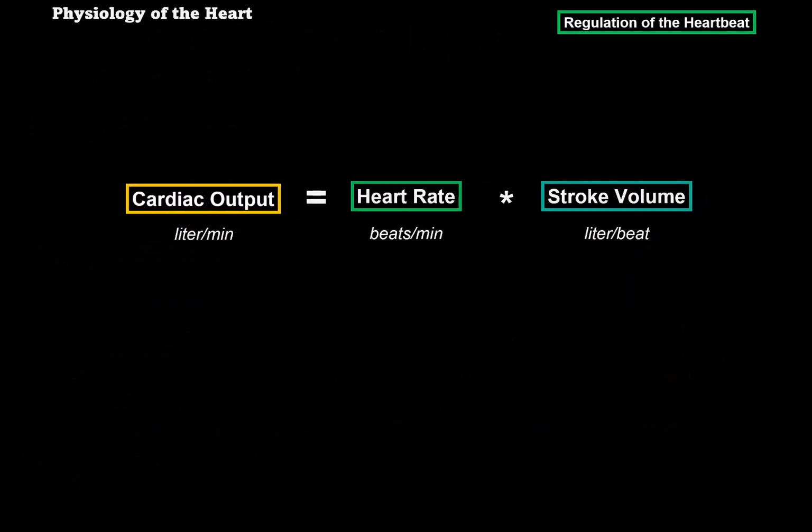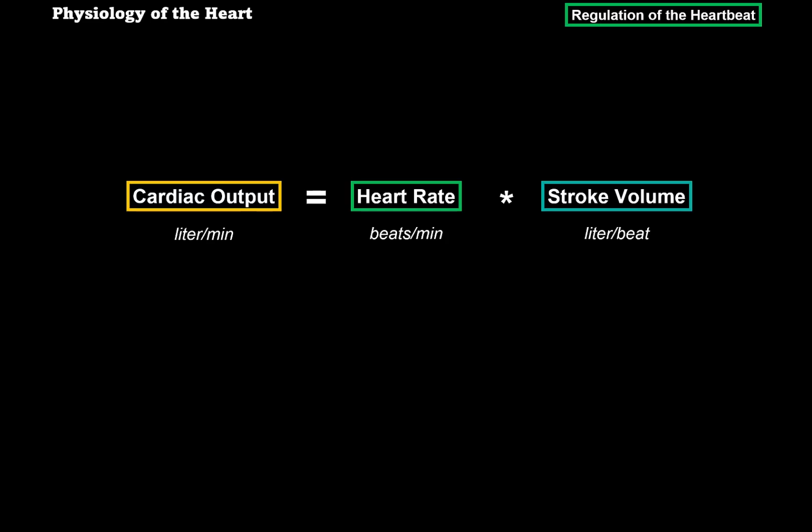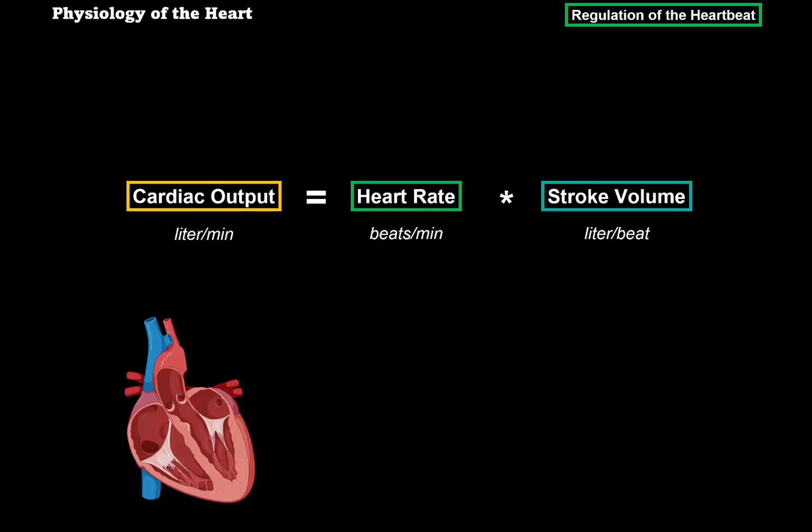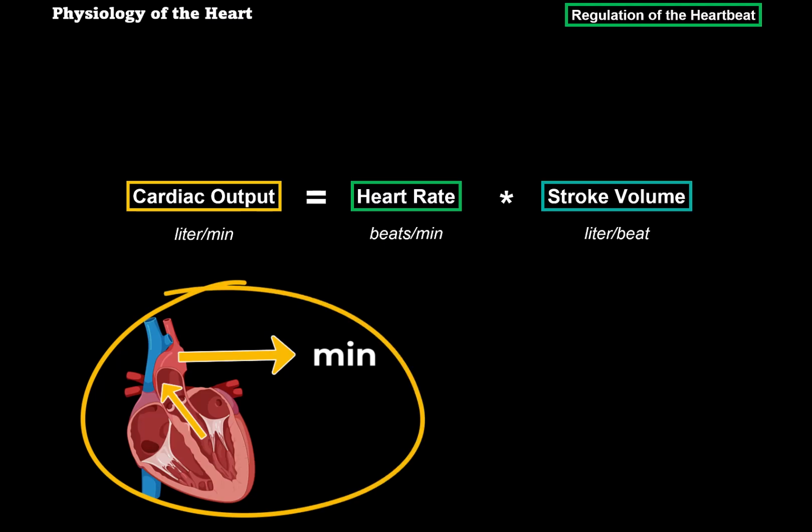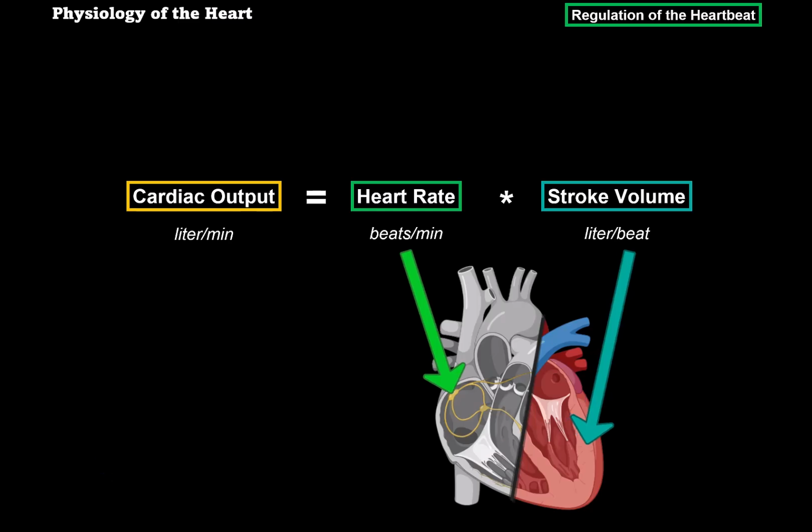Before we dive into the actual regulation, I just want to quickly remind you again about this equation, because it's so important to know that the quantity of blood pumped by the heart each minute, that is cardiac output, is influenced by the heart rate, that is changes in beats per minute, or the volume ejected per each stroke, that is stroke volume. Therefore, when we talk about the control of the cardiac activity, we always mention how it affects either the pacemaker activity or the myocardial contraction.